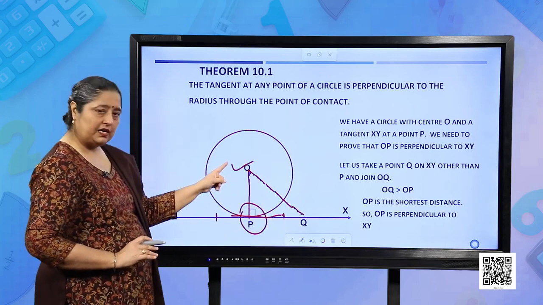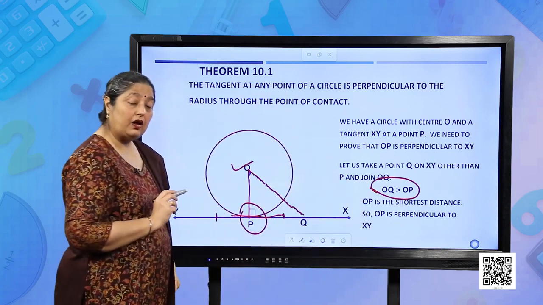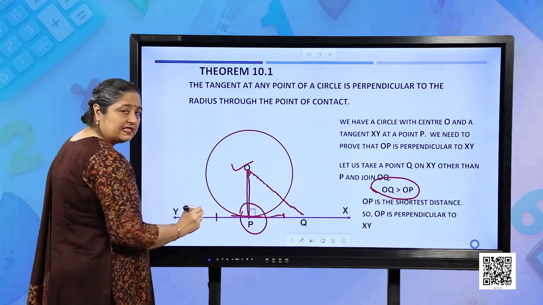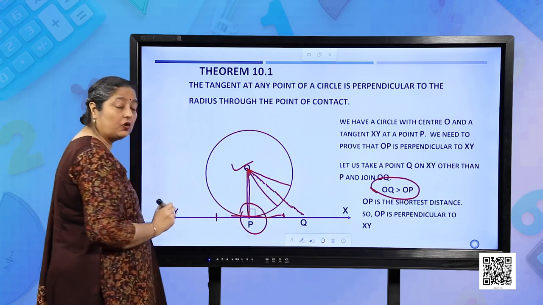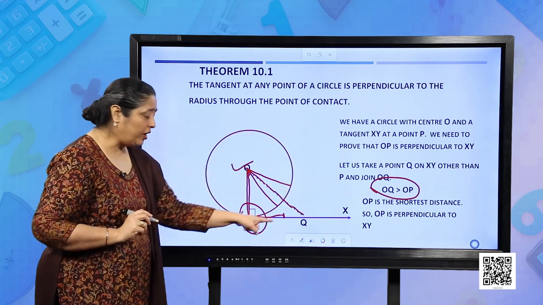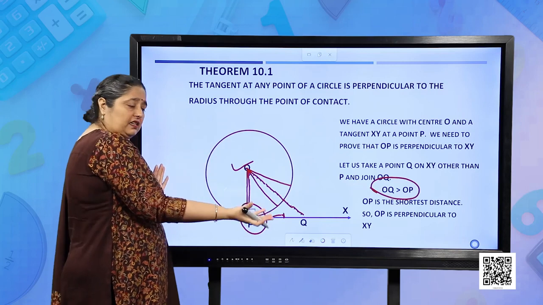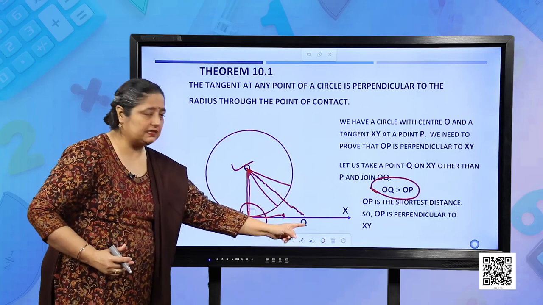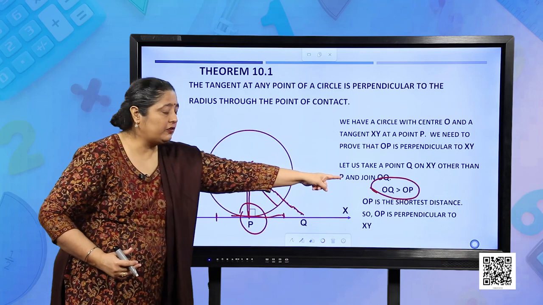We have joined OQ. Now, OQ is greater than OP. Why is OQ greater than OP? We see that OP is the radius. This is also the radius, this is also the radius. Why? Radius is the distance between the center and any point on the circle. Now, if I take any point outside the circle, like Q is a point outside the circle, then this distance OQ will be greater than the radius. OQ is greater than OP.